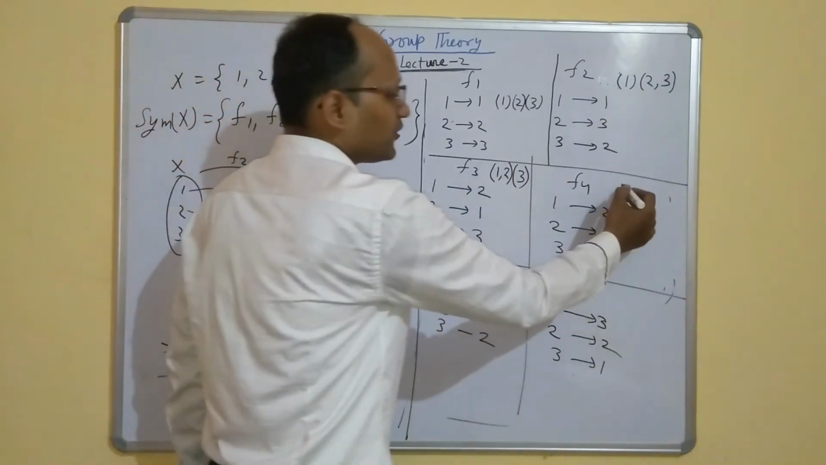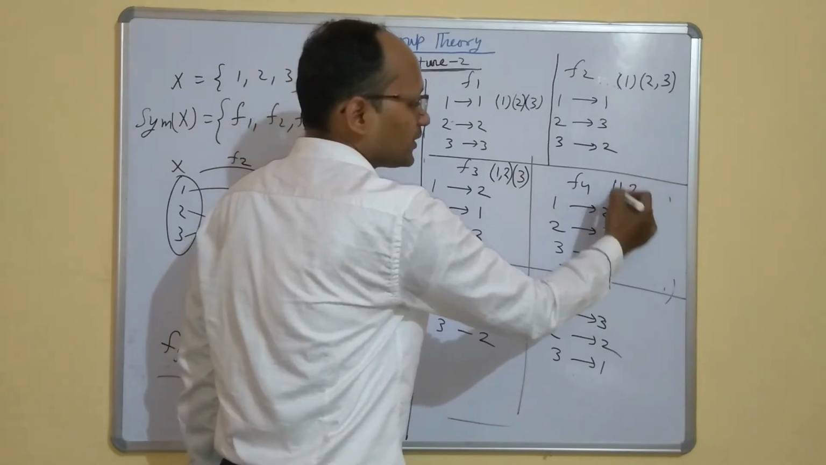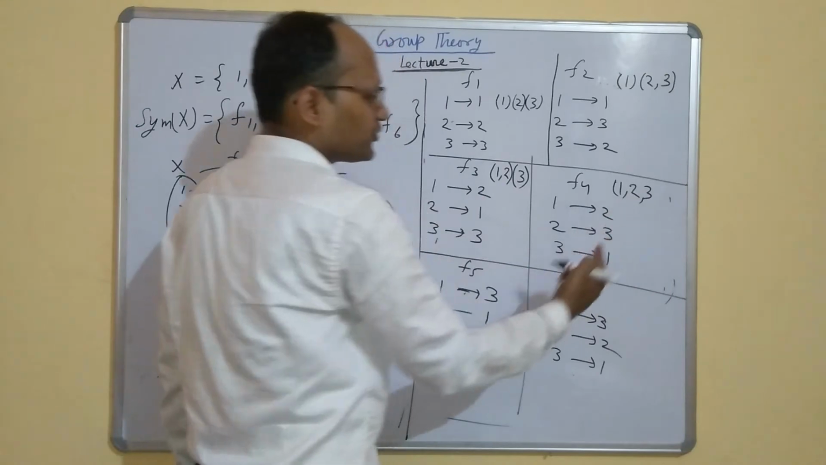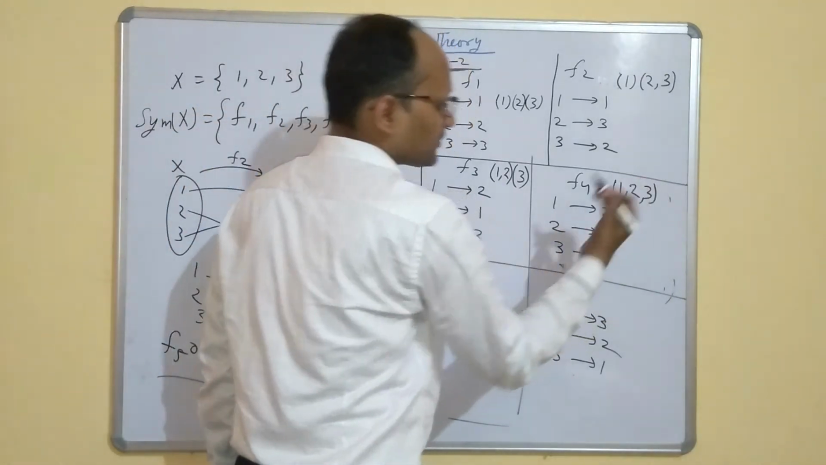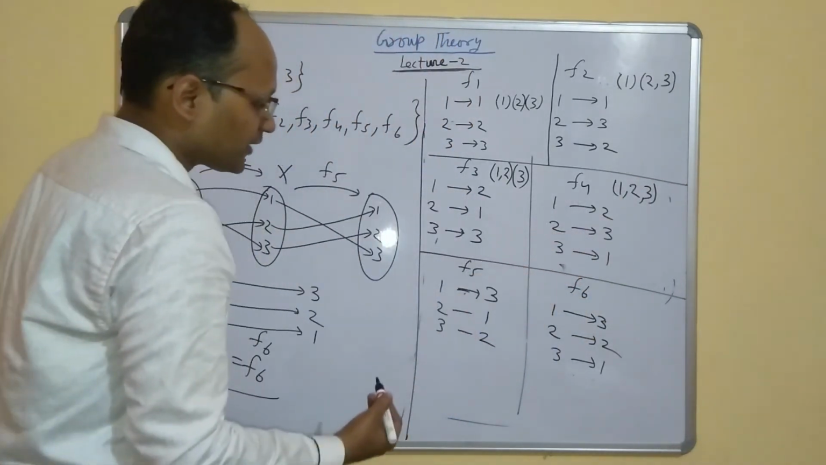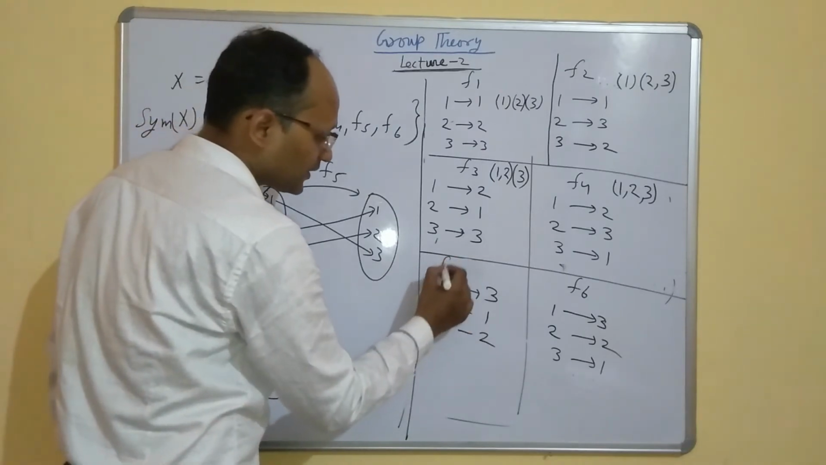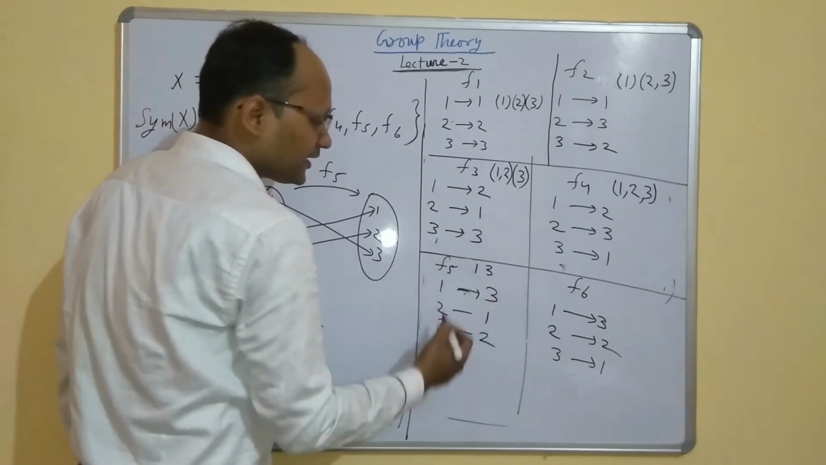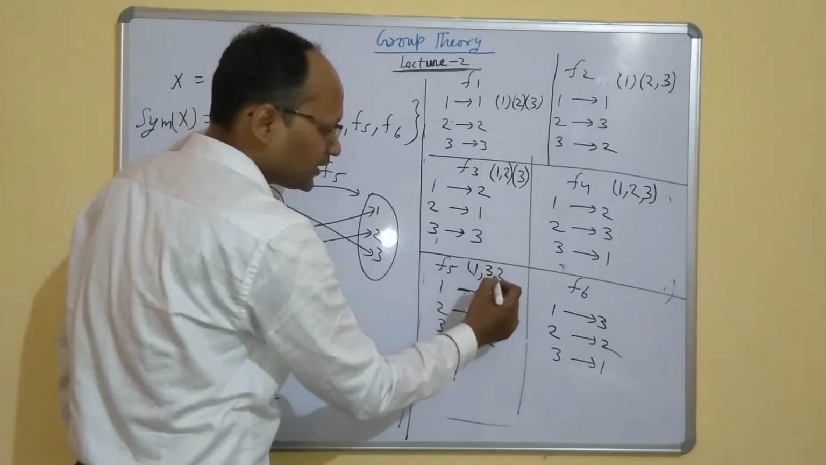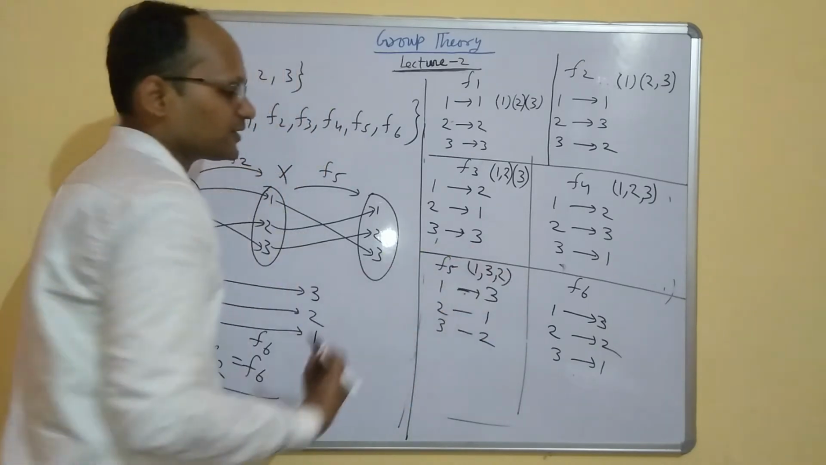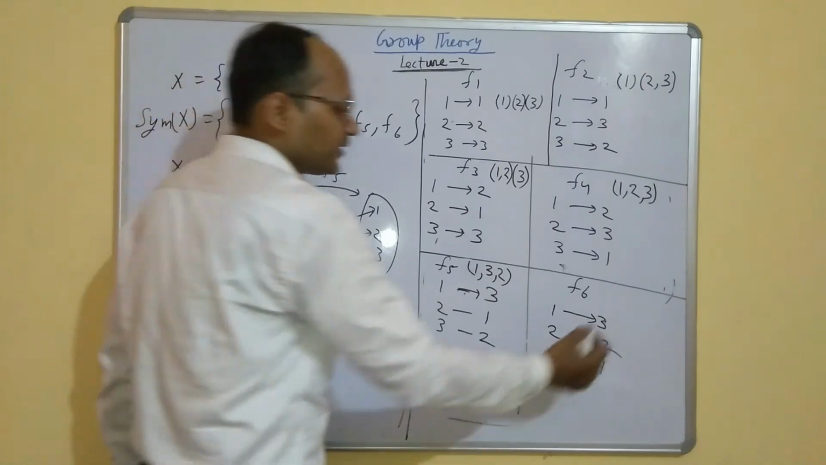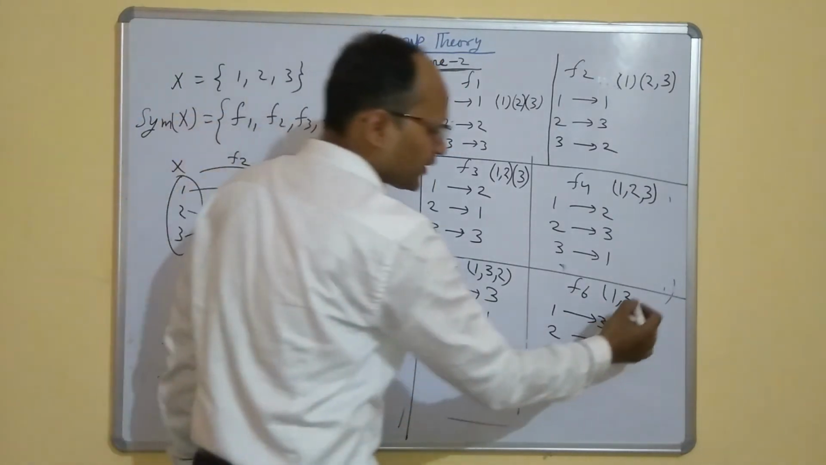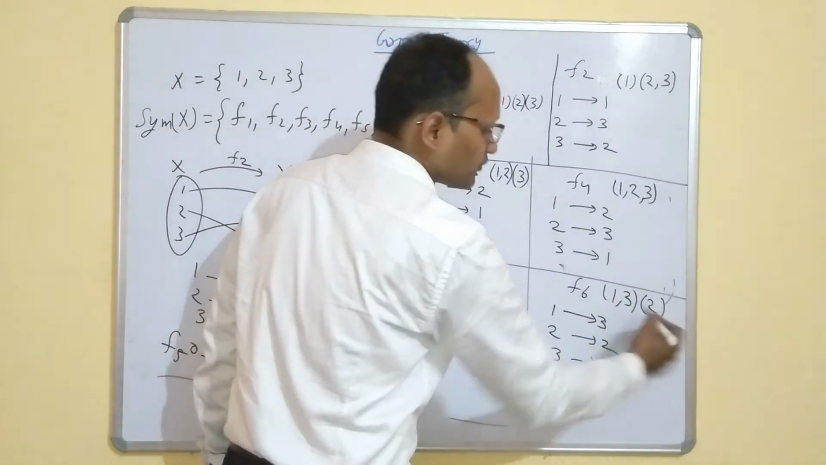For F4 again, 1 is going to 2, 2 is going to 3, so I write 3 here. So 1 is going to 2, 2 is going to 3, and 3 is going to 1, so I close this bracket. Now for F5, 1 is going to 3, 3 is going to 2, and 2 is going to 1, so I close this bracket. Now for F6, 1 is going to 3, 3 is going to 1, so I close this bracket, and 2 is going to 2.